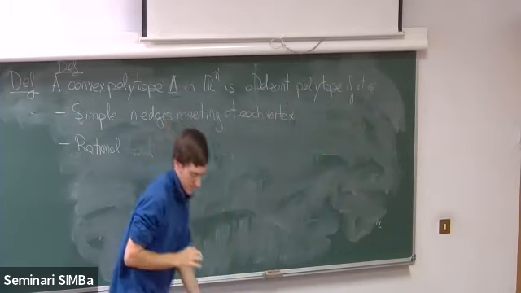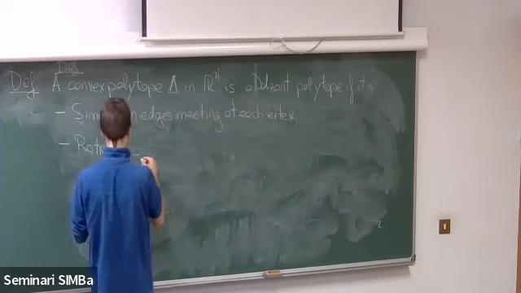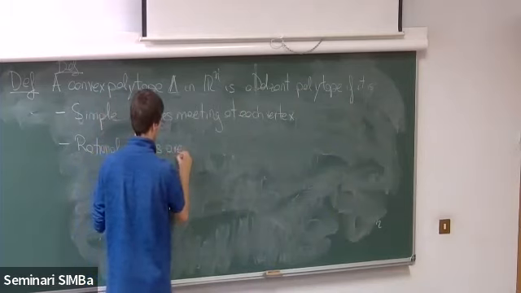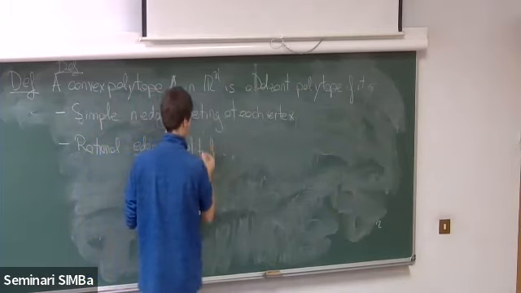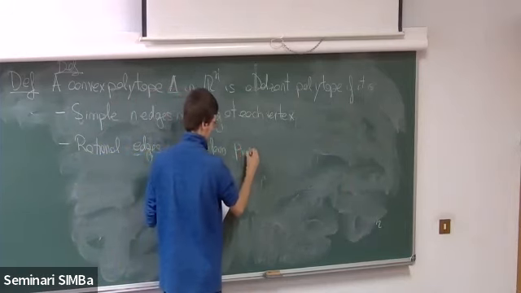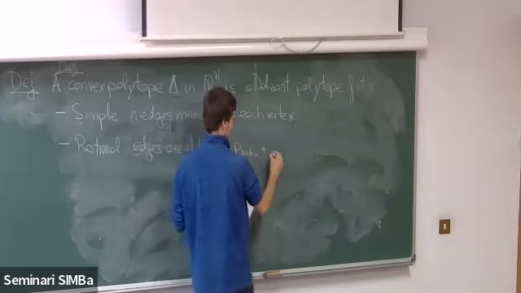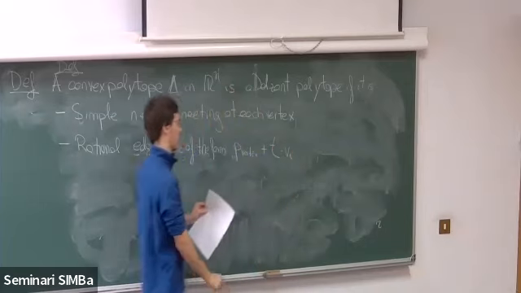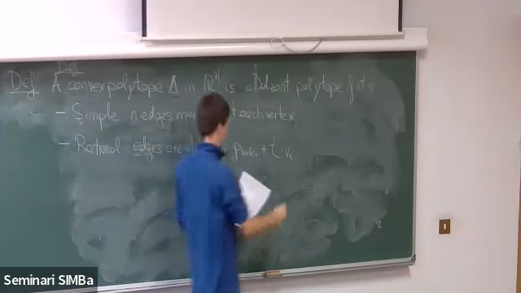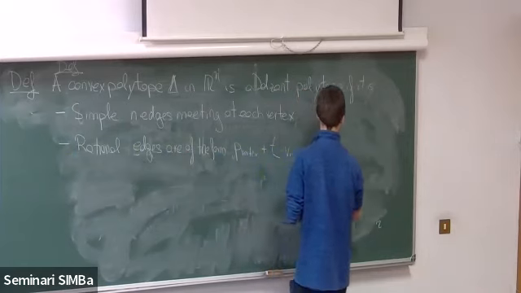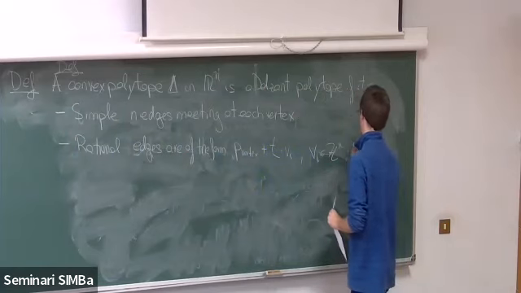So essentially the edges are of the form: the point of the vertex plus some number multiplied by a vector which is in the set n. So we are using n, and it can be anything.